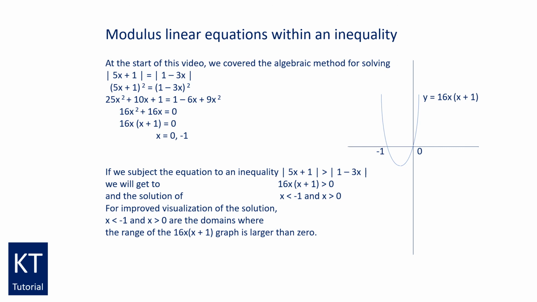Next, I wish to take an equation that we've done at the start of this video and subject it to become an inequality represented by the modulus of 5x plus 1 being larger than the modulus of 1 minus 3x. As in the workings that we've done, this will get to the inequality having the product of 16x with (x plus 1) being larger than 0, which will lead to the solution of x being less than minus 1 and x being larger than 0, as can be visualized on the diagram on the right hand side.